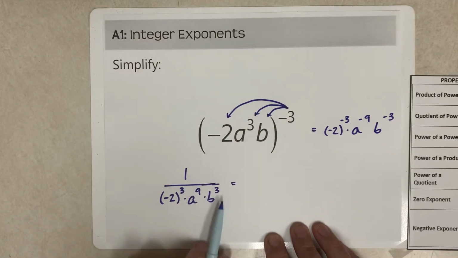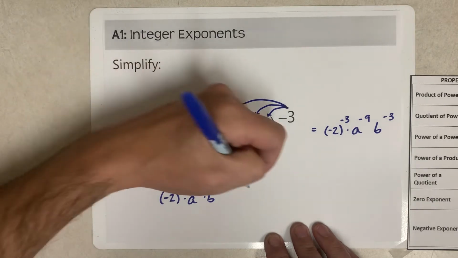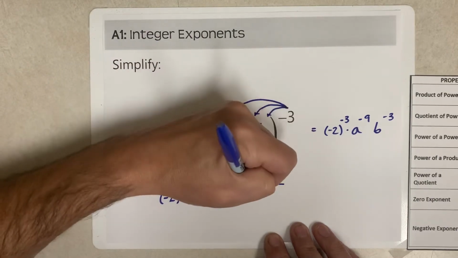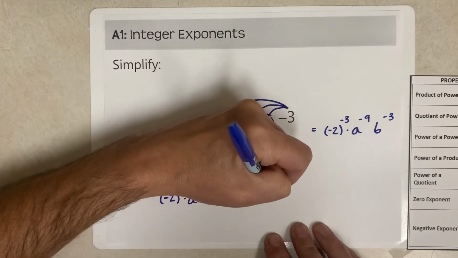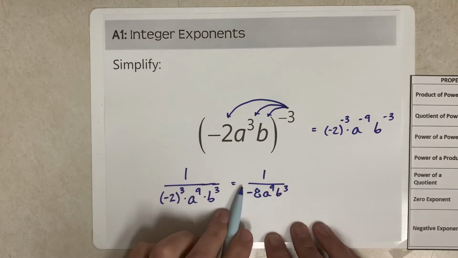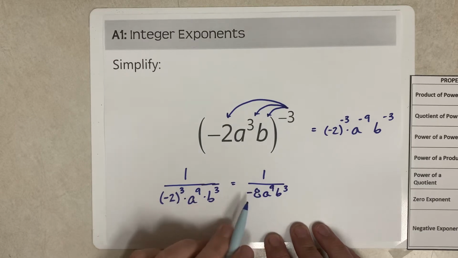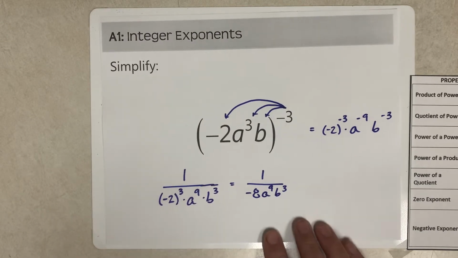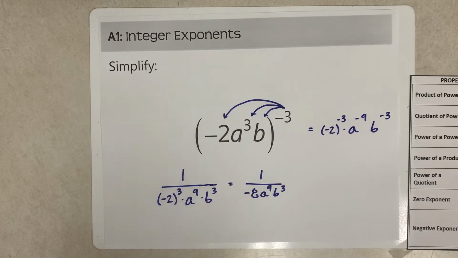Okay, so I can't do anything with the a and the b, but I can definitely take -2 cubed and make that into -8. So now I have 1 over -8, a to the 9th, b cubed. I could take that negative and put it out front. I could put it up top with the 1, or I could just leave it down there. Any one is fine, not a problem.